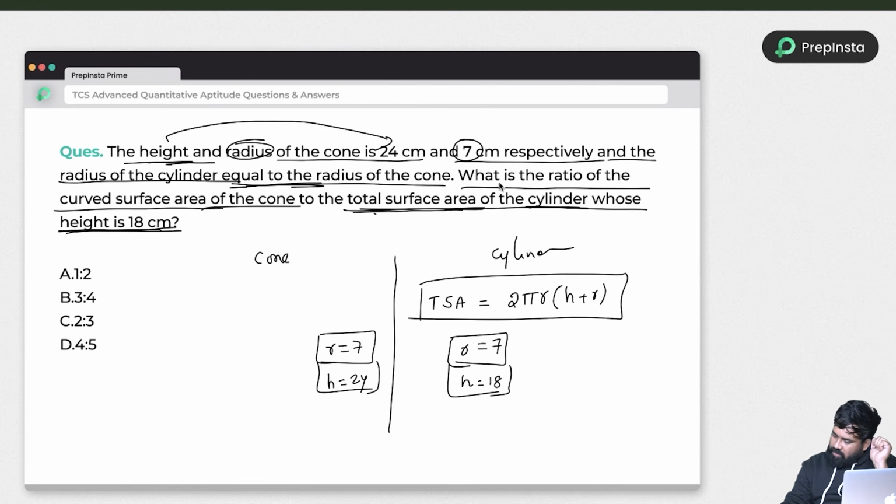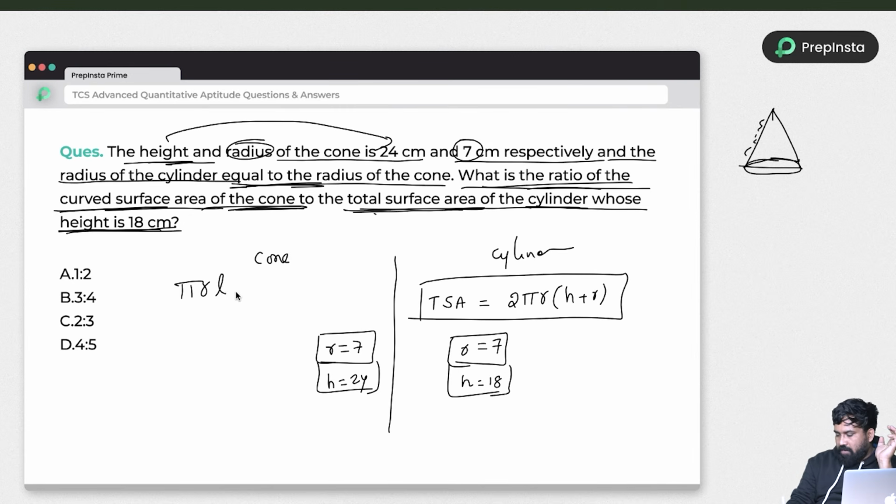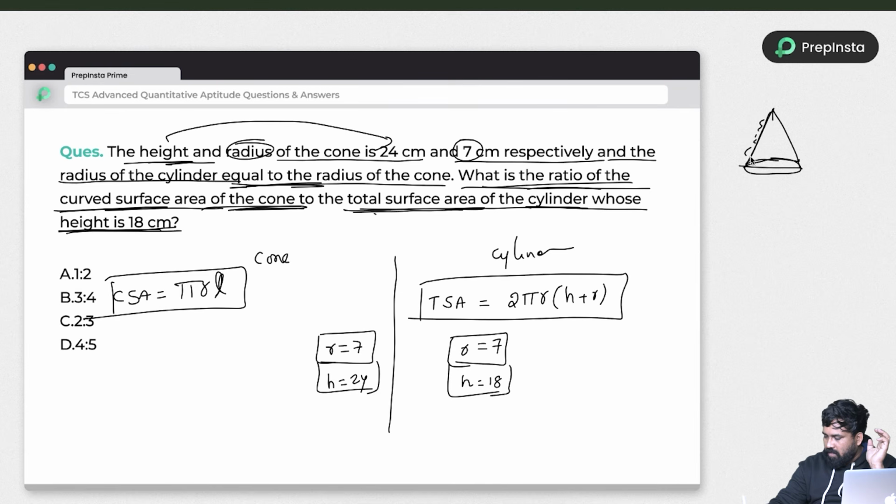And you need to find the curved surface area of the cone. So the cone will be like this. The curved surface area is nothing but the outside, right? The formula for curved surface area is nothing but pi r L. L is nothing but this length, the slant length.